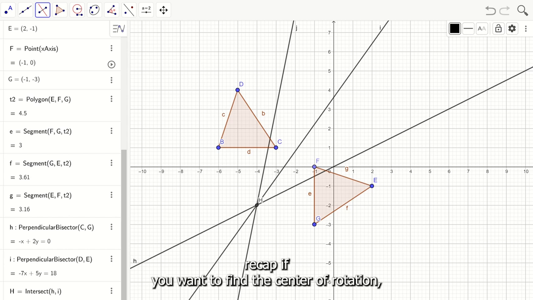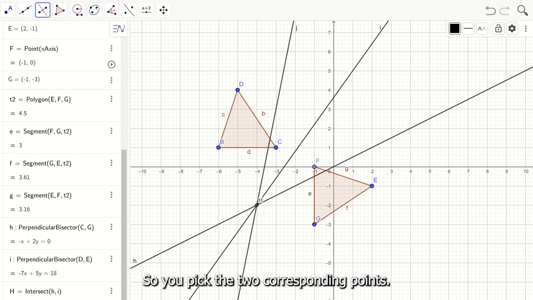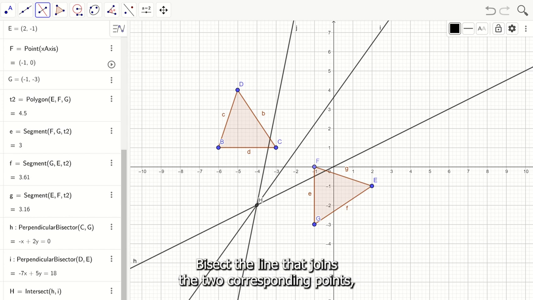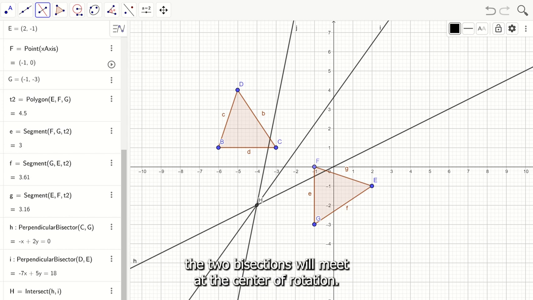Just a recap. If you want to find the center of rotation, what you need to do is to look at corresponding points. So you pick two corresponding points, bisect the line that joins the two corresponding points, and then pick another two, bisect the line that joins the two corresponding points. The two bisections will meet at the center of rotation.